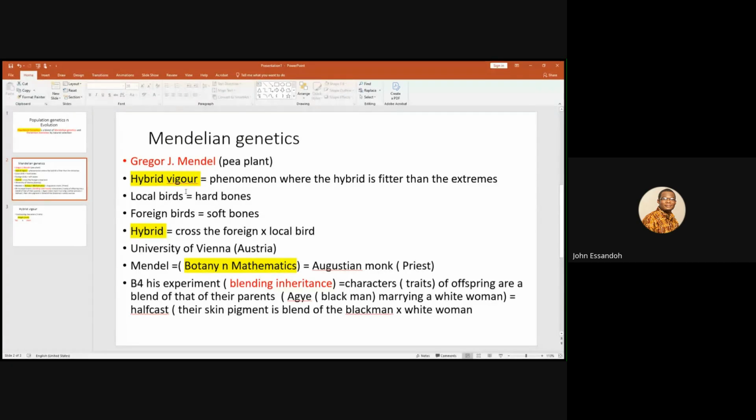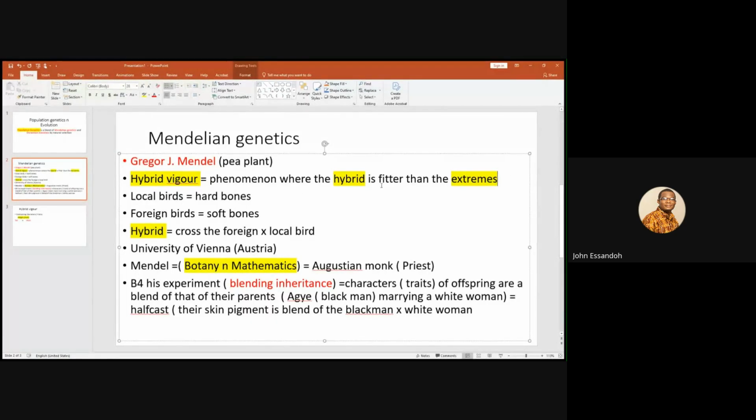So when we talk of Mendelian genetics, what we're going to talk about is that the father of modern genetics is credited to Gregor Johann Mendel. And what did he do? What he did was to investigate something we call hybrid vigor. And when you say hybrid vigor, it is basically the hybrid being fitter than the extremes.